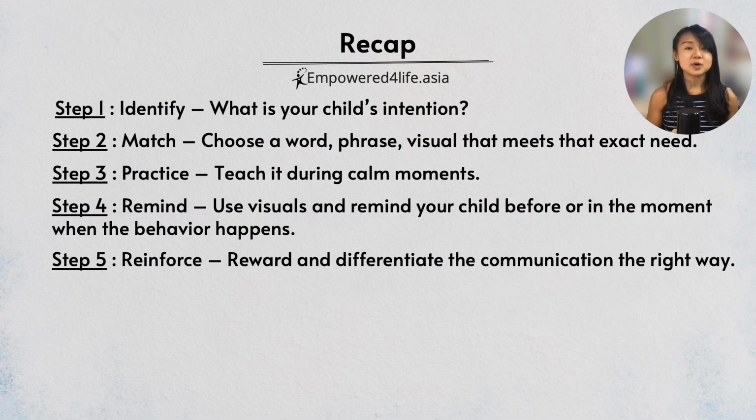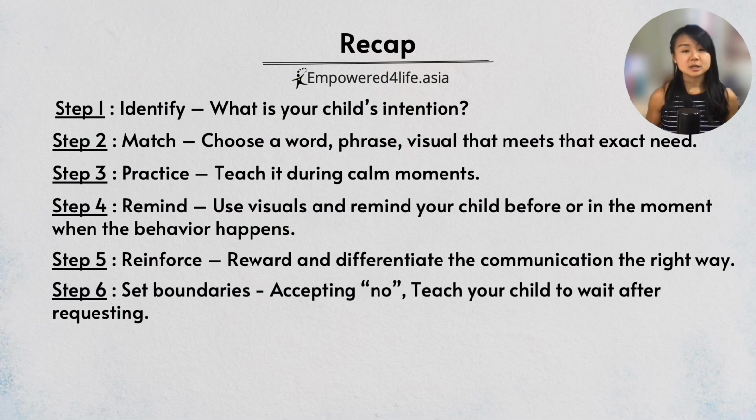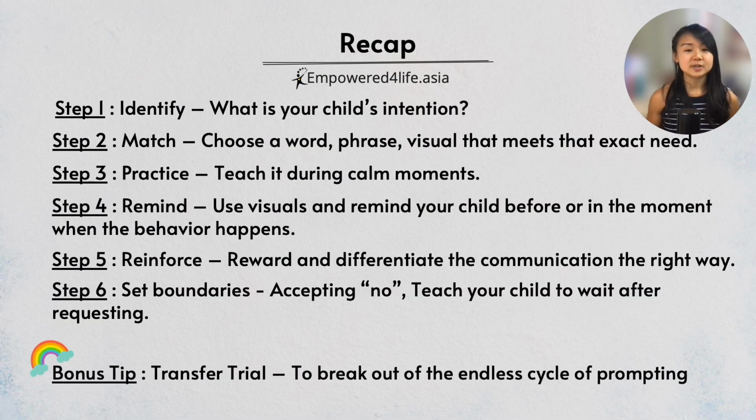So let's say if they ask for help, then you provide them with a prolonged help instead of a short help. And if they actually need a prompt to ask for help, then you can just provide them with that specific help for maybe just 1 question instead of maybe 3 questions. Step 6 is to set boundaries. So once your child has independently learned how to request, then that is perfect. Congratulations, we're going to set boundaries, accepting no, and it's time to teach your child to wait after requesting. And the bonus tip is transfer trial, which is to help your child to break out of the endless cycle of prompting if your child has already been in that cycle.